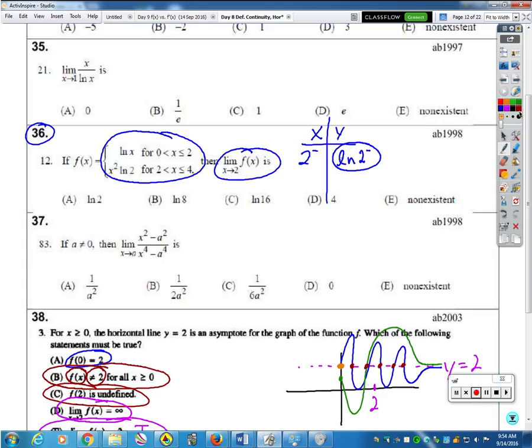Now we check a little bit more than 2, and we must use the bottom formula. That comes out to be pretty darn close to 4 ln of 2. So as x gets close to 2, are we getting close to the exact same y-coordinate, or are we getting close to 2 different y-coordinates? Two different ones. Therefore, the limit is non-existent.